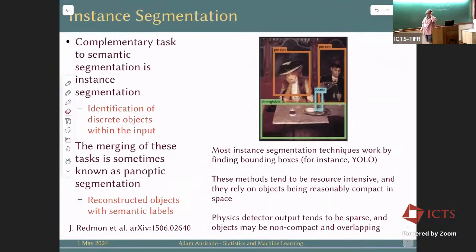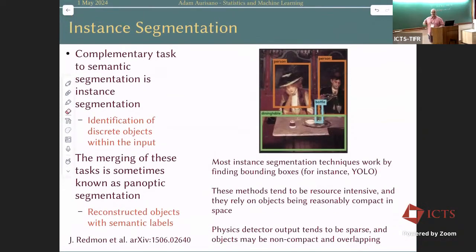And one of the things that might help with this is that I talked about semantic segmentation, which is labeling individual hits in your detector. You can also do a task called instance segmentation, which is finding discrete objects, right? Most instance segmentation techniques work on the idea of bounding boxes. So you have an image here, and your algorithm tries to place a box around individual objects in here and then classify what's contained inside the box. And those methods tend to be resource intensive because they basically are making many trials of putting patches of different sizes and finding the patches that have the best response.